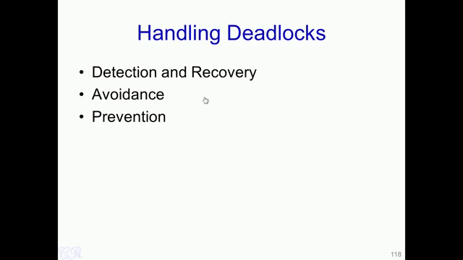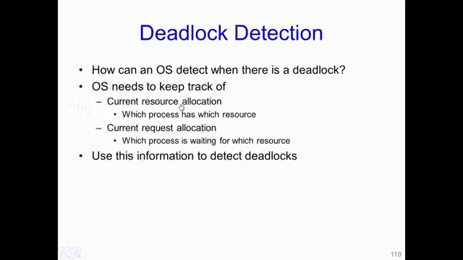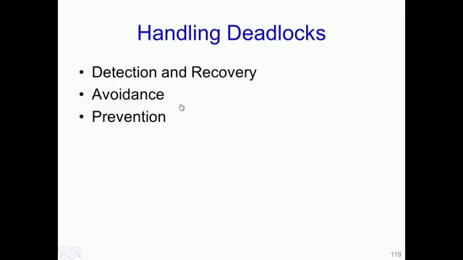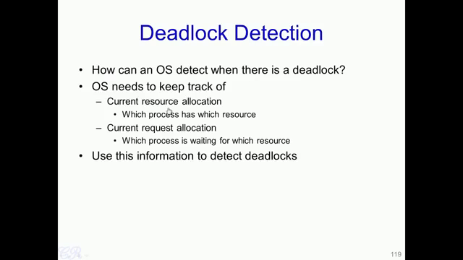Essentially, there are three ways that deadlocks can be handled. One is by detection and recovery, second by avoidance, and third by prevention. So, let us look at the first case, that is detection and recovery. And first, how are deadlocks detected?